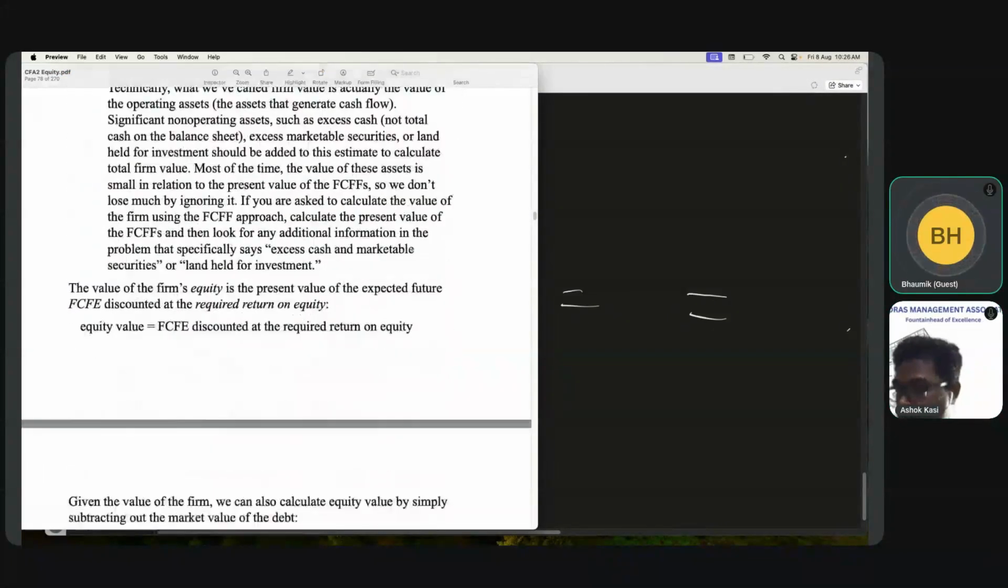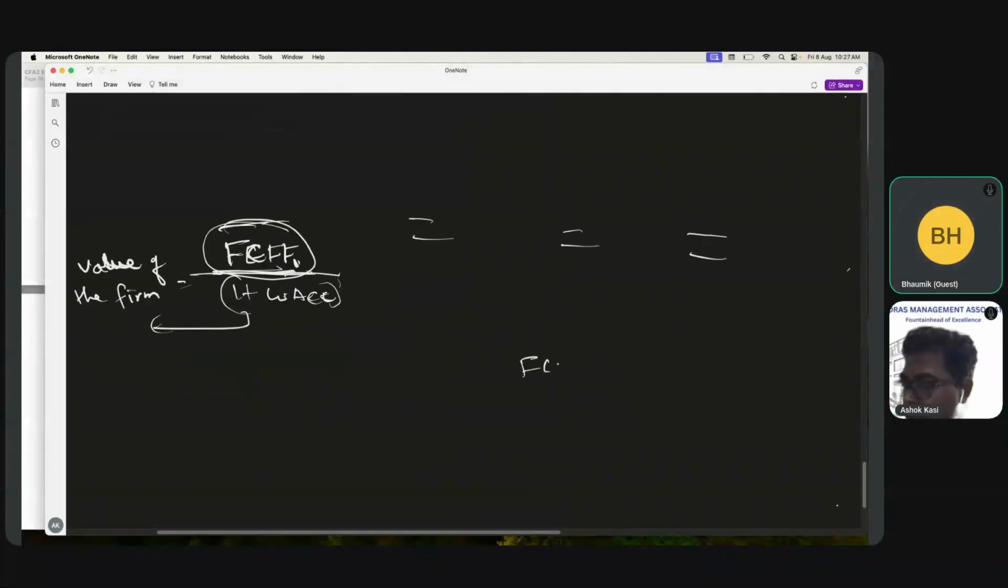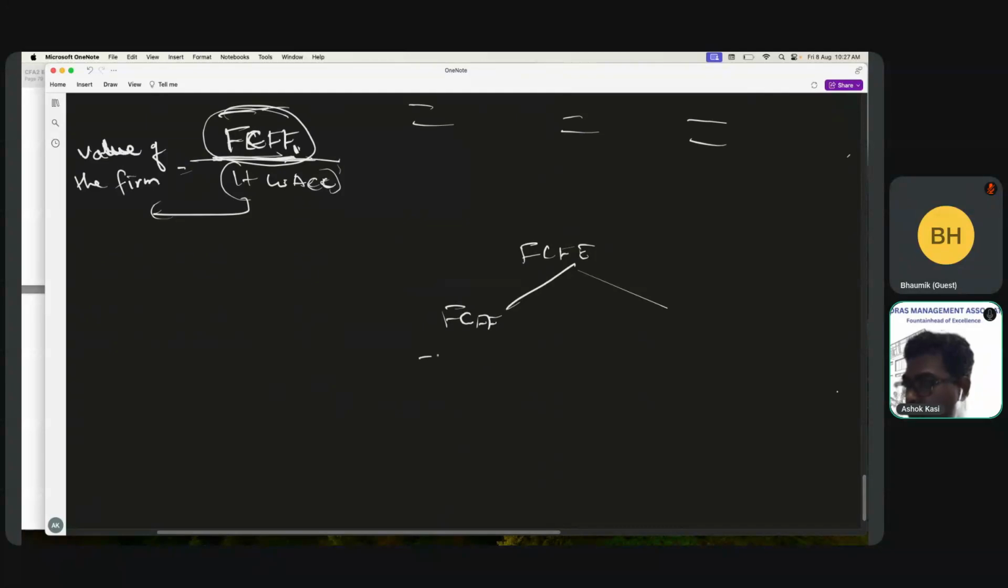The next is equity value. Remember we calculated free cash flow to equity as well, right? What is the formula? Free cash flow to the firm, then from here we minus interest times (1 minus tax). Then if we have borrowed more, it will be plus net borrowing, and if we have repaid borrowing, it will be minus net borrowing. Because if you borrowed more, then cash is coming in, which will be used by the equity holders.